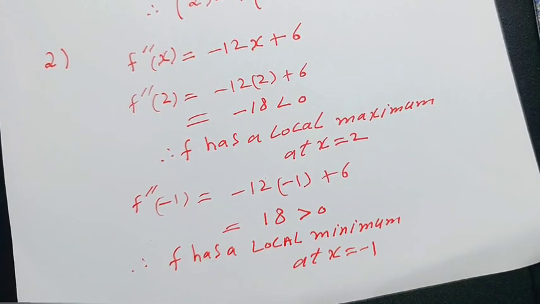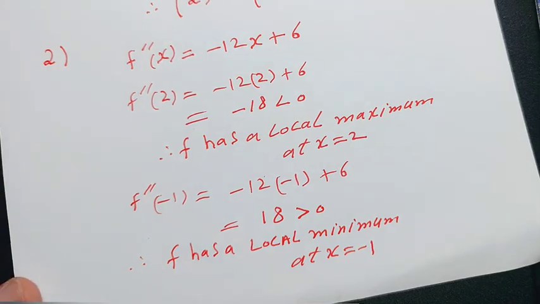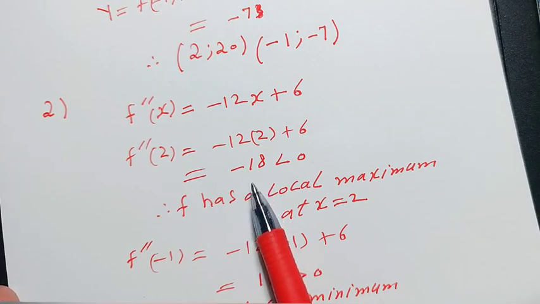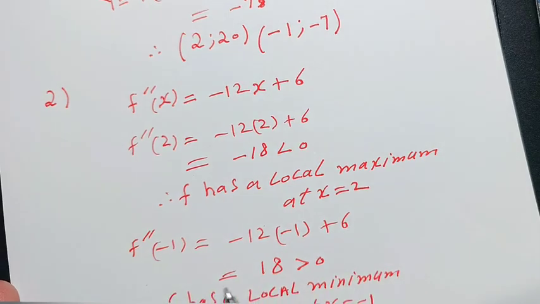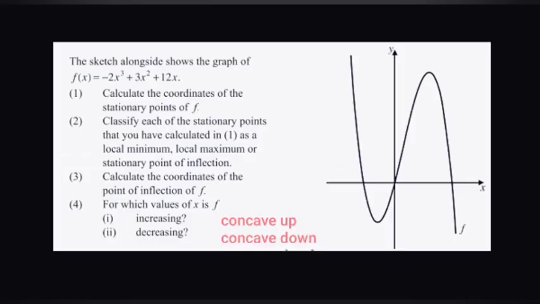So there is not going to be a stationary point of inflection, because a stationary point of inflection would be a stationary point that is also a point of inflection. Now the second derivative is negative, that's why local maximum, and the second derivative is positive, that's why f has a local minimum. So the point of inflection is going to be somewhere here, between concave up and concave down. So we will find out now where the point of inflection is.